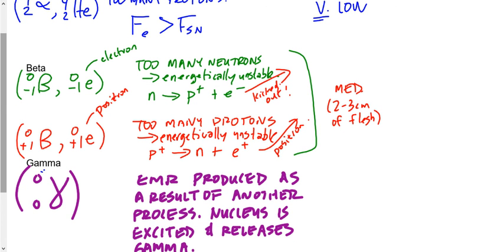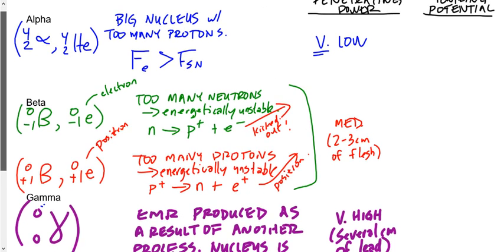Now, for gamma rays, on the other hand, the penetrating power is very high. Several centimeters of lead or concrete or something dense and heavy are required to stop gamma rays. They could easily go right through your body. X-rays can go through your body, and gamma rays are more energetic than X-rays. So we're ranking these in terms of penetrating power: alpha, beta, gamma, low, medium, high.